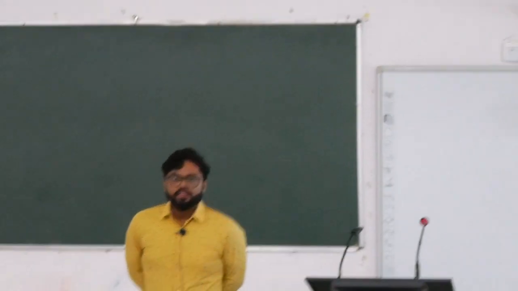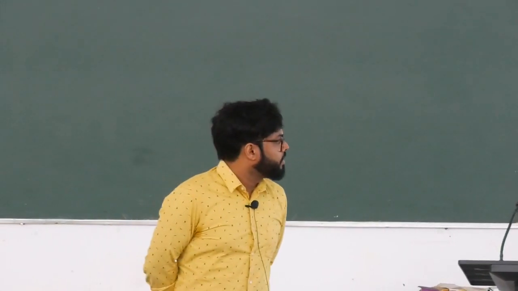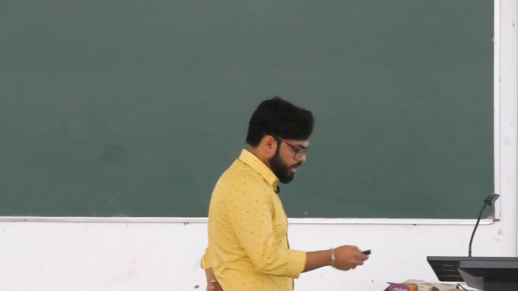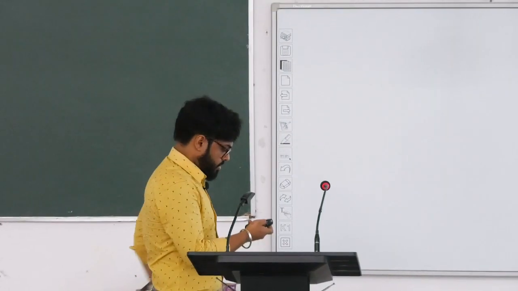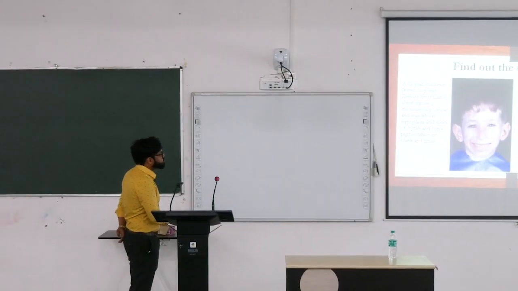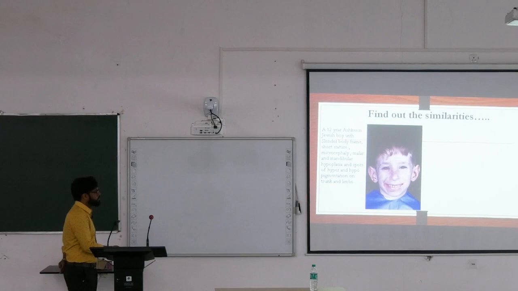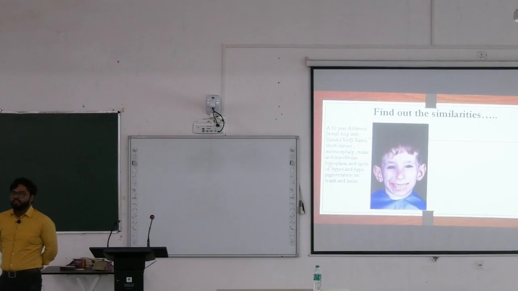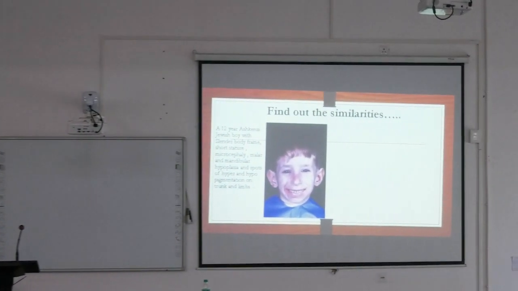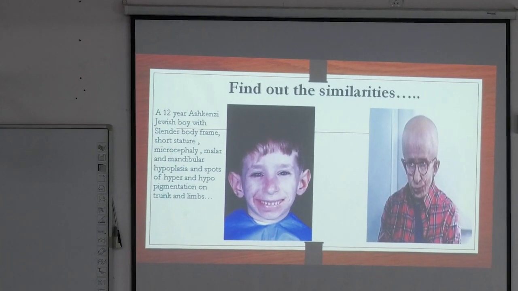On the right side, you can see a child with a slender body and short stature, with different hyperpigmented patches over the mandible and maxilla, with hypoplasia of the mandible. This scenario is associated with an important syndrome known as Bloom syndrome.